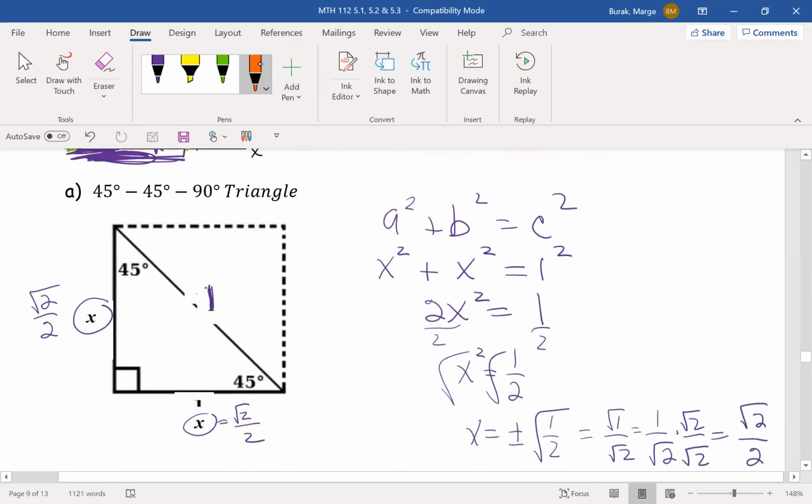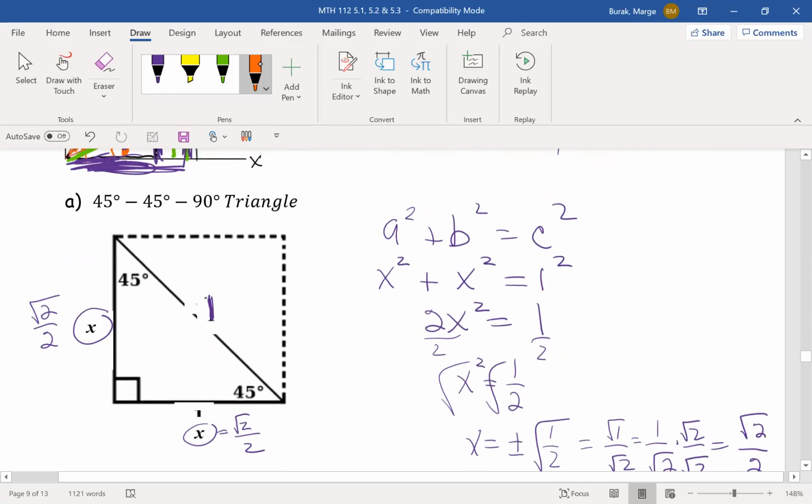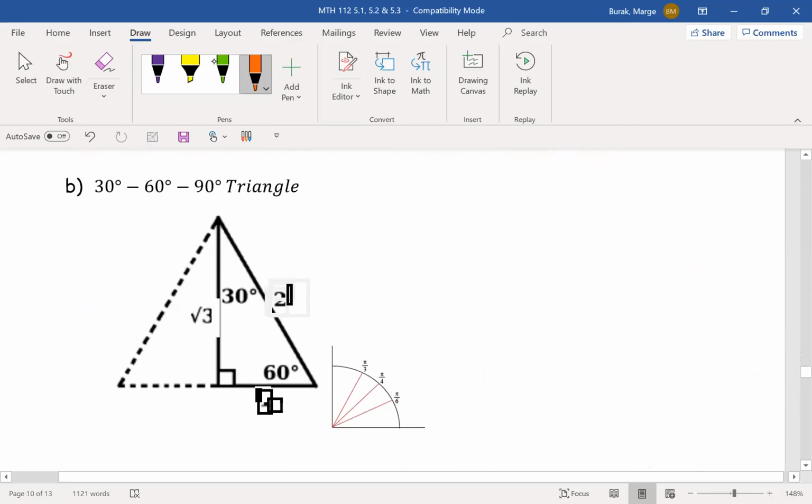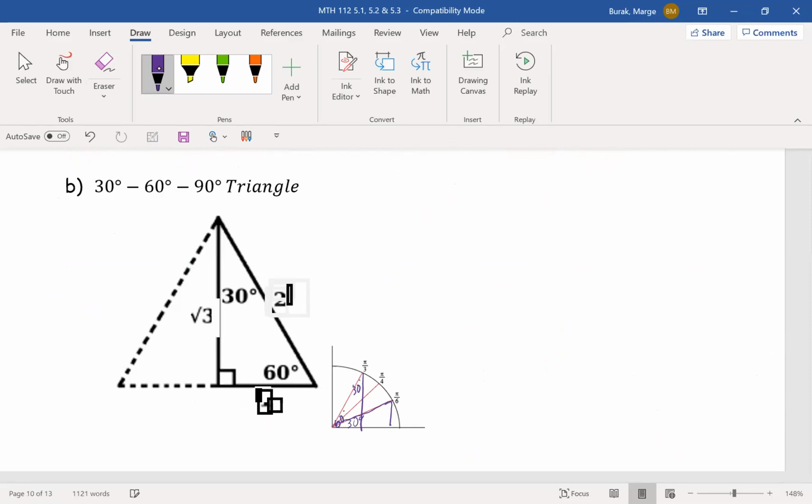So one more time, we went to the 45, 45, and we got the length. Let's look at the other triangle. Now we're going back to these two. So here's one of them, pi over 6, where the 30 degrees is here. And then here's the other one where the 30 degrees is up here and it's 60 degrees. So those two triangles are the same triangle.